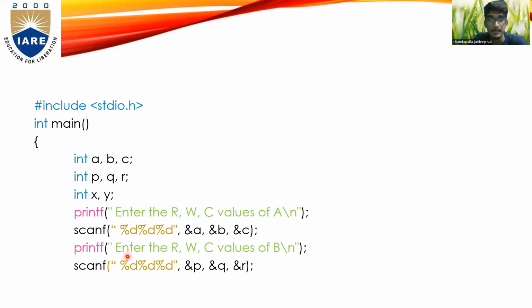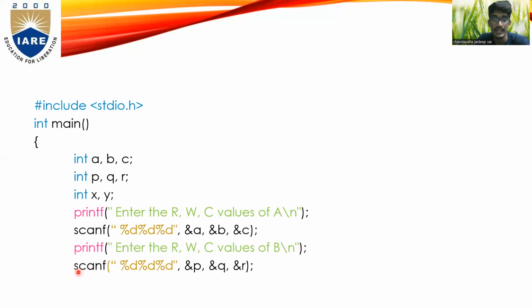So here we are using the printf statement, enter the r, w, c values of b. And in this line, we are also using the backslash n and terminated by double asterisk, and we are using the semicolon. So I told, backslash n means the new line character, and after printing this line, the cursor will shift to the next line. So in another line, we have to enter the values.